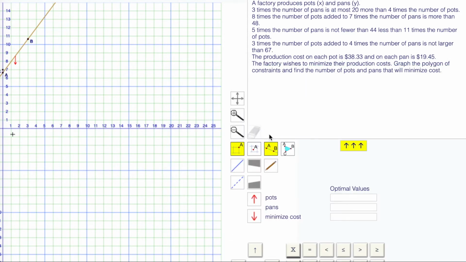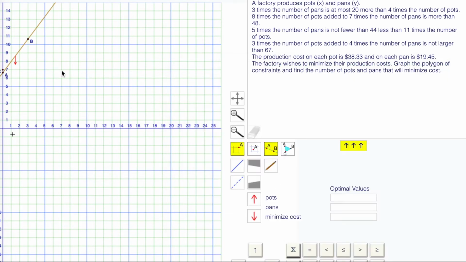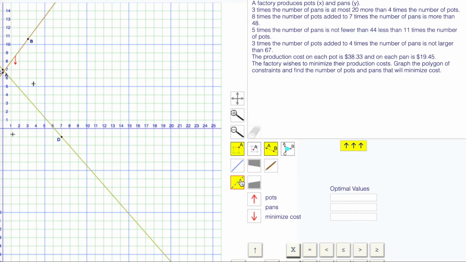I'll put my point on 7. The slope is negative 8/7, so I'm going to move over 7 and down 8. So 1, 2, 3, 4, 5, 6, 7, 8. This is greater than, so it's a dotted line, and we're shading above.